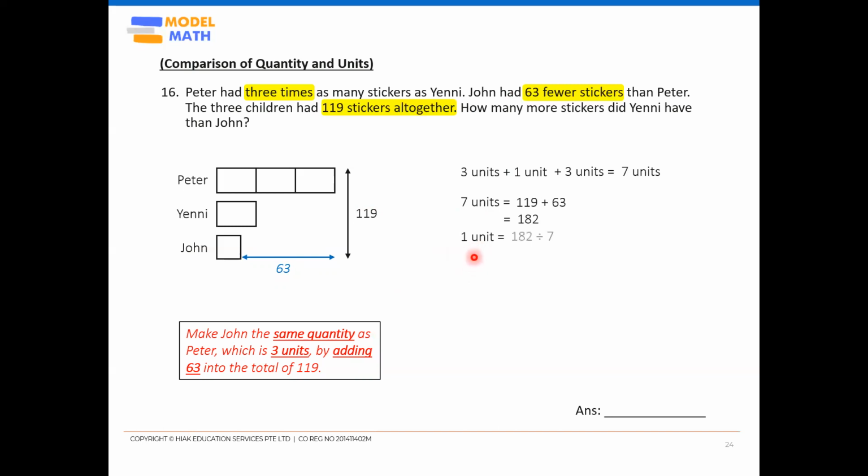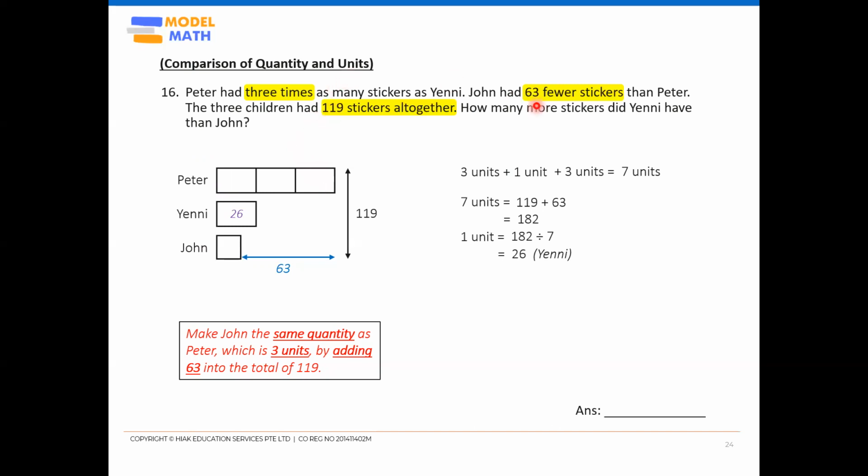Can you see with this step, I can safely work towards the value of 1 unit? Okay, so to find 1 unit, just do the division. So 1 unit is a value of 26. Notice that the 1 unit 26 is applicable for Yenni, because Yenni is 1 whole unit. So we can write that down. Okay, so Yenni is 1u. After finding 1 unit, always read back the question to see what we are interested in.